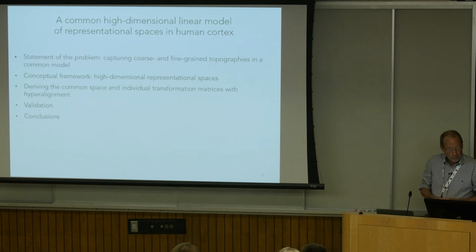And then I'll talk about the conceptual framework that we use to address this problem, which is we don't think about functional organization of cortex in terms of the spatial coordinates of the cortex itself. We think about it more in terms of an abstract space that we call a high-dimensional representational space. And I'll try to make clear what that means. And then I'll talk about how we derive this common space using a method called hyperalignment. Most of the talk will be on point four, which is a series of validation tests to show you that this thing actually works. And then some conclusions.